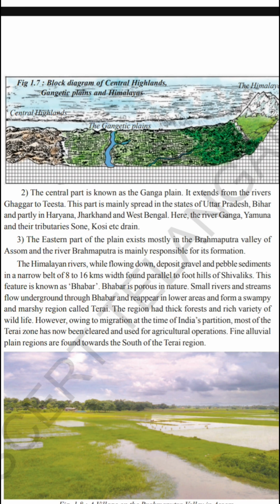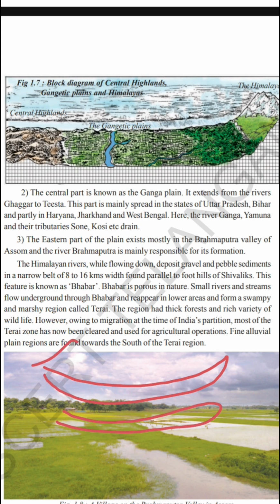Now Himalayan rivers while flowing down deposit gravel and pebble sediments in a narrow belt of 8 to 16 kilometer width found parallel to foothill of Shivaliks. So as I told you, Shivaliks are foothill Himalayas or lower Himalayas. As I told you, first greater Himalayas, middle Himalayas and lower Himalayas. So in the foothill of Shivalik, the Himalayan rivers will deposit all the sedimentary rocks and pebbles at the width of 8 to 16 kilometers. So this is the width of depositing.